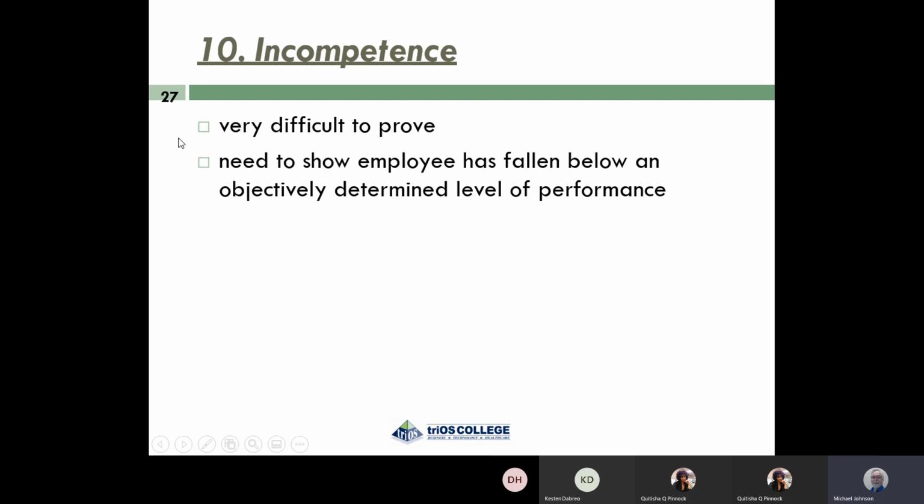Need to show that the employee has fallen below what was expected of that individual. Whenever they sign their contract, there is an expectation as to what needs to be accomplished. And if they are finding that the performance of that individual is substandard in some way, then incompatibility does fit because you can prove that the individual is not up to speed. However, then you run into the requirement to assist that individual in some way. So you need to accommodate, perhaps not. It depends on the severity of the situation.